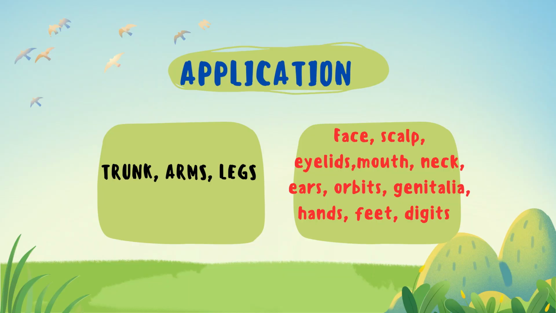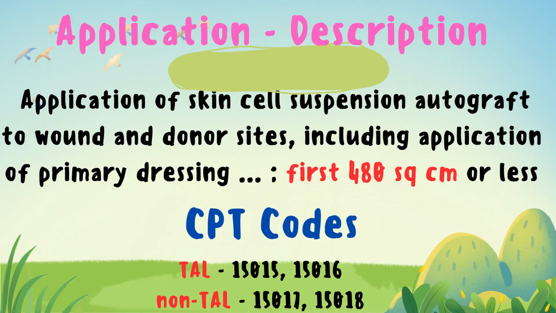So one is for the TAL region and the other is for the non-TAL region. So that's specifically for face, scalp, eyelids, mouth, neck, ears, orbits, genitalia, hands, feet, digits. Well, what's a generic descriptor for the application codes? Here you can see application of skin cell suspension autograft to wound and donor sites, including application of primary dressing.